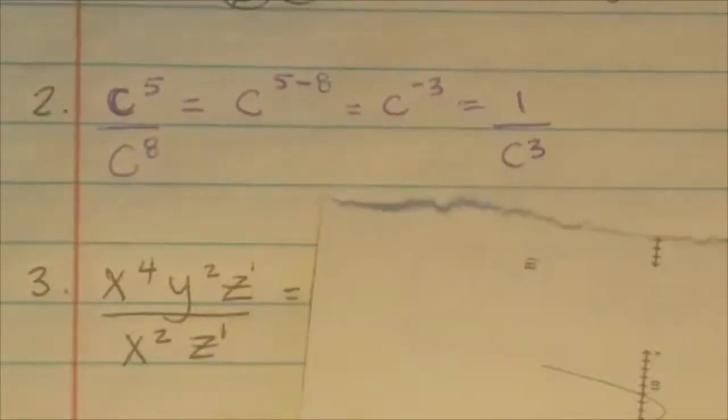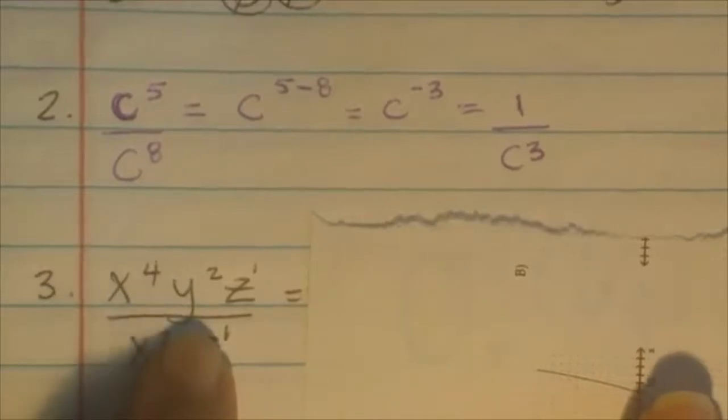Alright, let's take a look at a more complicated example. This is a listening check. Color in question 3, the number 3.